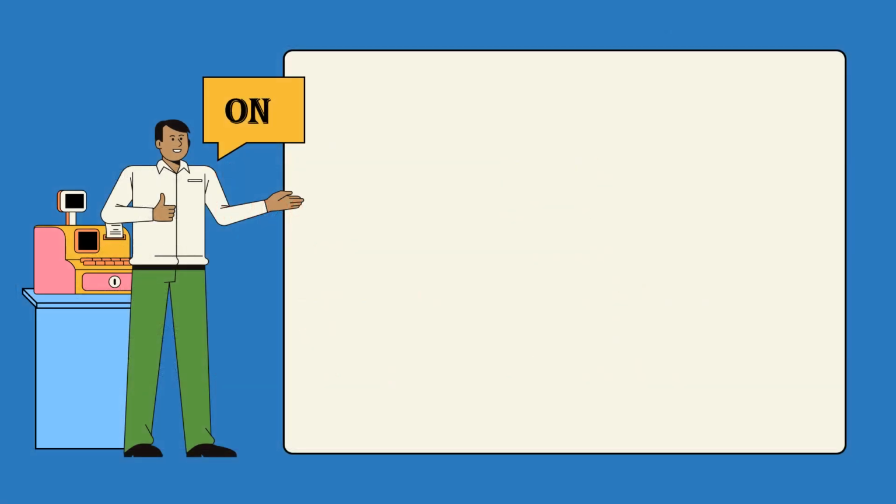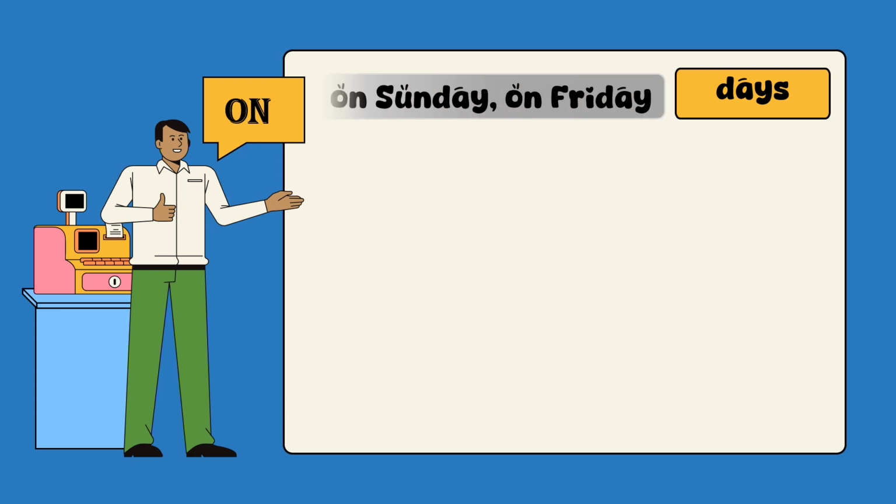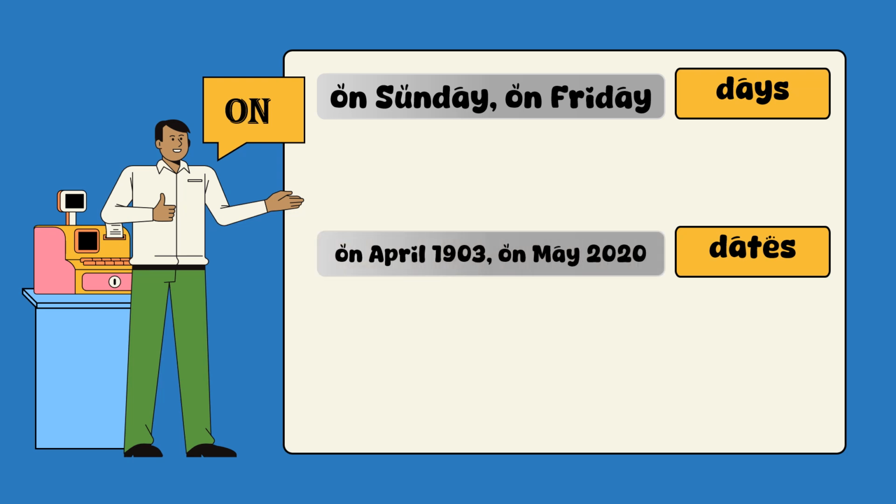And next comes preposition on. Children, on is used when we have names of days with us. Before the names of days, we always use preposition on. For example, on Sunday, on Friday. Next is before the dates. On April 1903 or on May 2020.